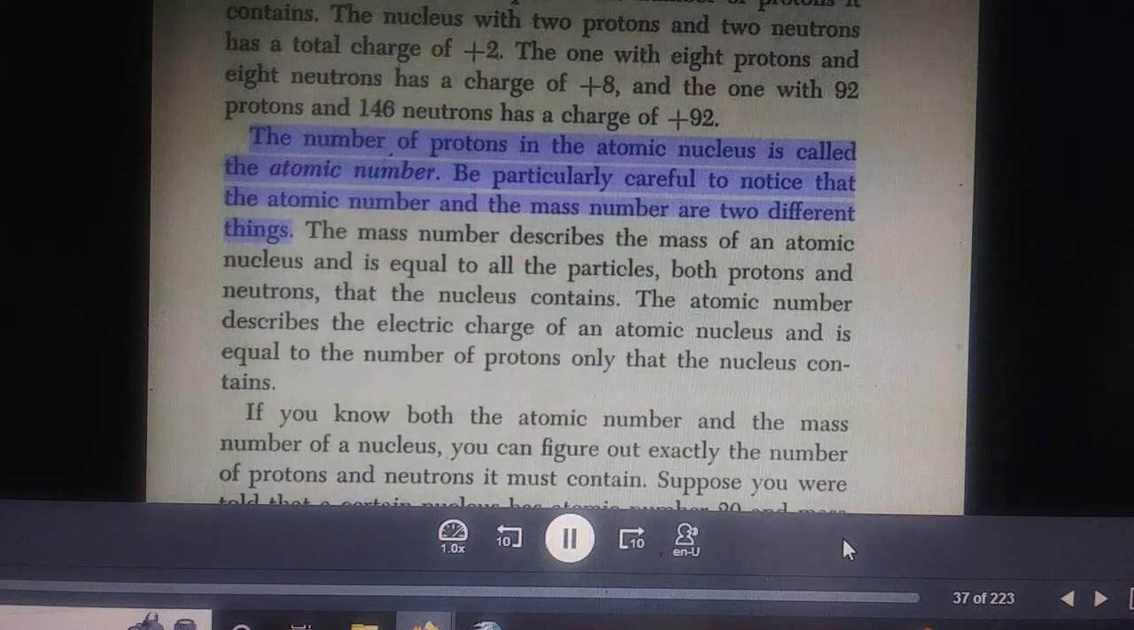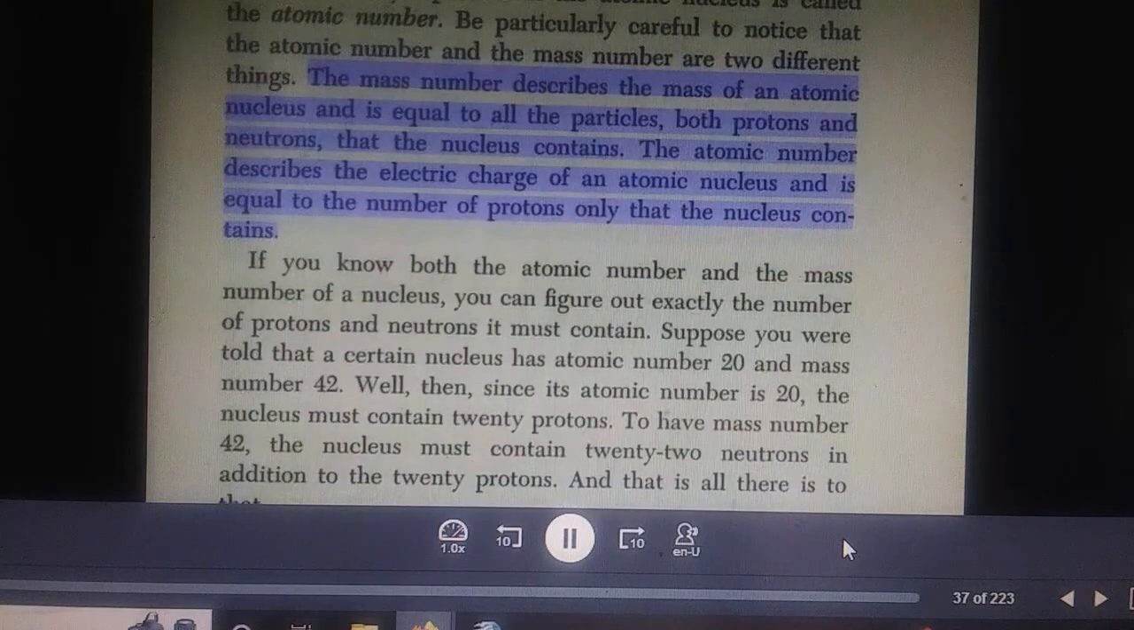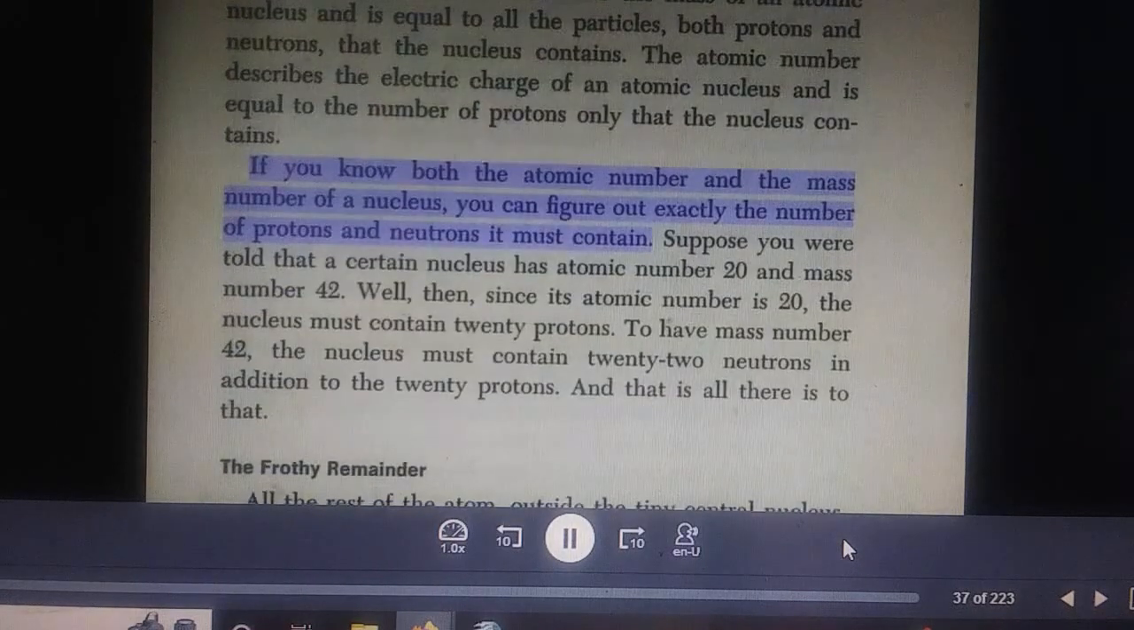The number of protons in the atomic nucleus is called the atomic number. Be particularly careful to notice that the atomic number and the mass number are 2 different things. The mass number describes the mass of an atomic nucleus and is equal to all the particles, both protons and neutrons, that the nucleus contains. The atomic number describes the electric charge of an atomic nucleus and is equal to the number of protons only that the nucleus contains. If you know both the atomic number and the mass number of a nucleus, you can figure out exactly the number of protons and neutrons it must contain.